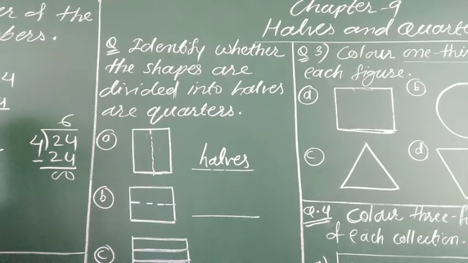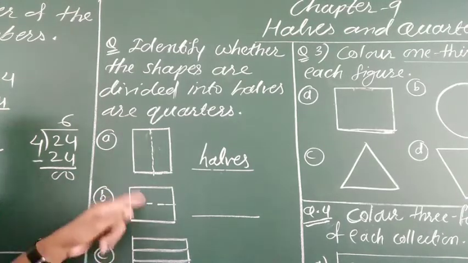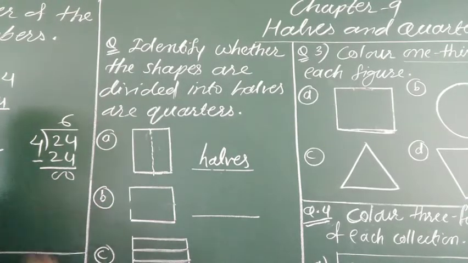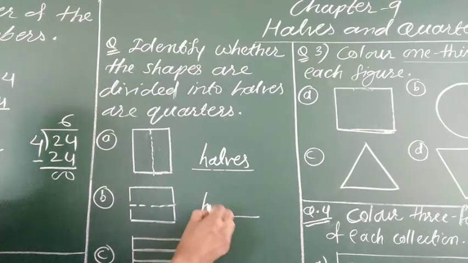Same way, this is one complete shape, and it is divided like this. So it is divided into two equal parts. So we can write here again half.